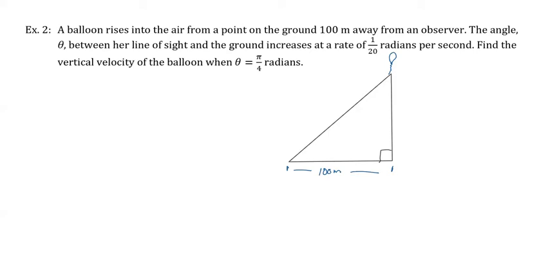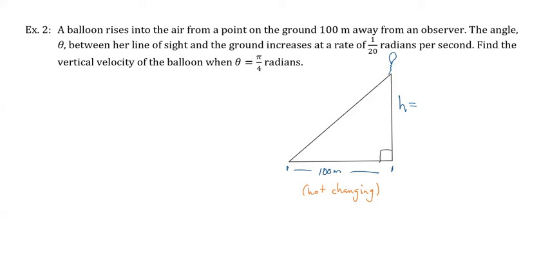Here's h. This is the speed of the balloon. This is what we're being asked to find: the vertical velocity of the balloon. We may or may not need the value here, but we know what it is. What is it? It's 100. It's the isosceles triangle, right?